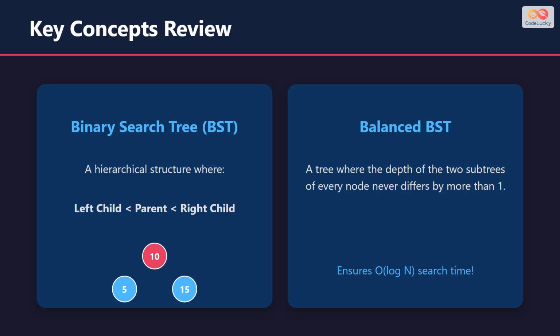A binary search tree is a structure where every node's left child is smaller than itself and the right child is larger. We also need it to be balanced, meaning the height difference between the left and right subtrees is never more than 1. This balance is crucial for keeping our search operations fast.